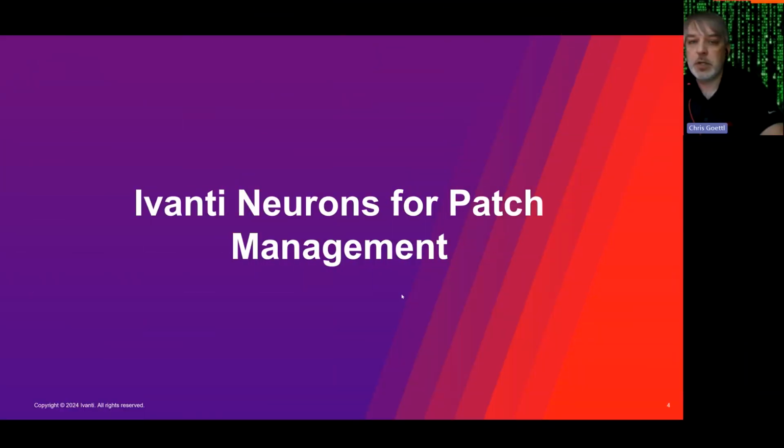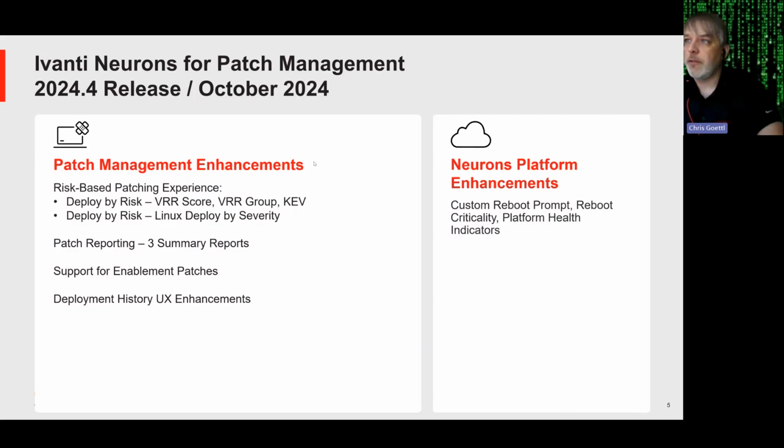Neurons for patch management. So many of you probably saw a lot of the functionality we released in July and August. There was a lot of focus in that release on continuous remediation. So we've really got a strong focus right now on what we're referring to as deploy by risk. Getting to the point where we can have 3 separate tracks of maintenance going on in parallel, the ability to handle more of your monthly routine maintenance.